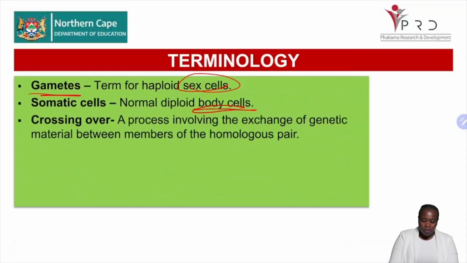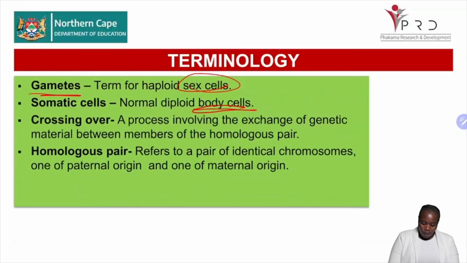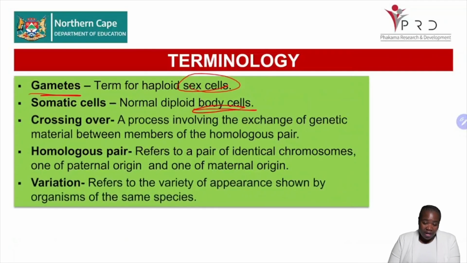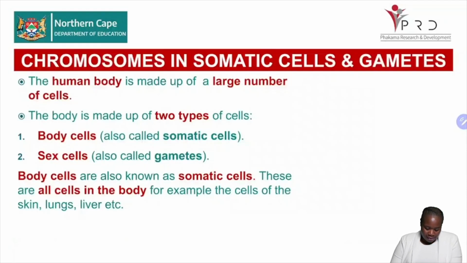Crossing over, a process involving the exchange of genetic material between members of a homologous pair. Homologous pair refers to a pair of identical chromosomes, one of paternal origin and one of maternal origin. And then we have variation. We're going to talk about variation when we talk about crossing over, because crossing over brings about genetic variation. So this is the variety of appearance shown by organisms of the same species.